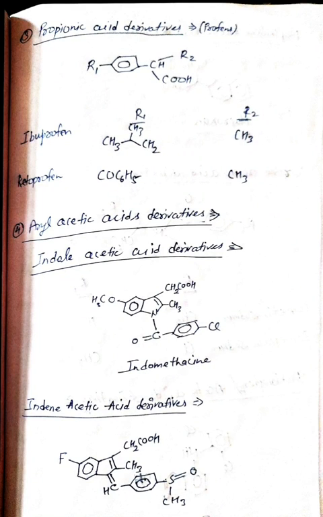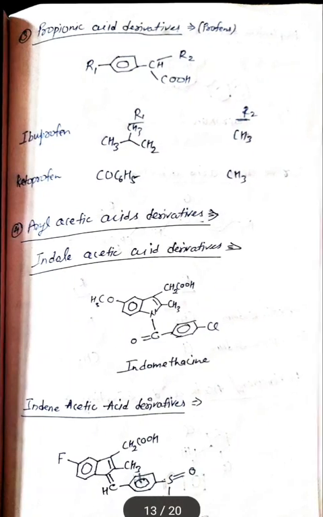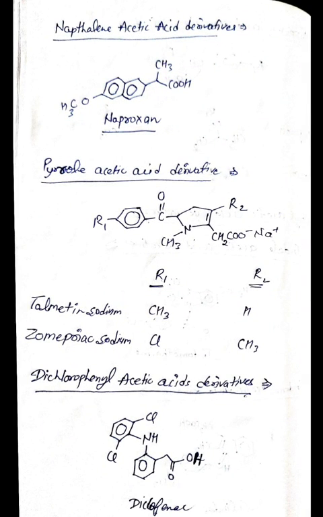The third category is propionic acid derivatives, which we also know as profens, in which we have ibuprofen and ketoprofen. The next category is aryl acetic acid derivatives, and in this class we have different subcategories. First we have the indole acetic acid derivatives, in which we have indomethacin. Next we have indene acetic acid derivative, in which we have sulindac. Then the naphthalene acetic acid derivative, in which we have naproxen. Then comes the pyrrole acetic acid derivative, in which we have tolmetin sodium and zomepirac sodium.